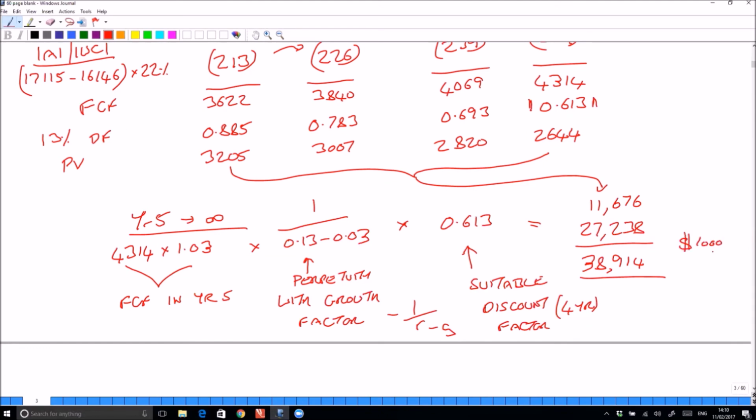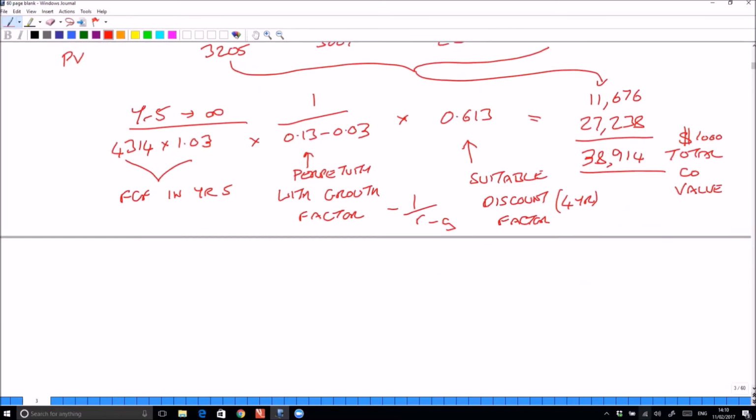And someone tell me, what is that 38,914? What's that the value of? Let's stay with that. What is that the value of? Excellent. It's the value of the company, and it's the value of the whole company, isn't it? And that's our total company value. In other words, the value of the debt and the equity.